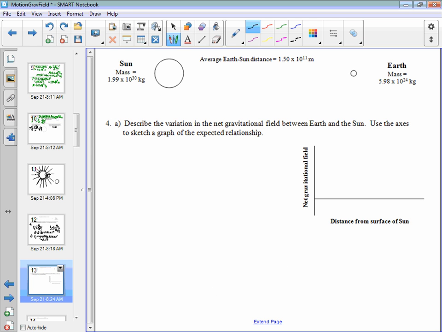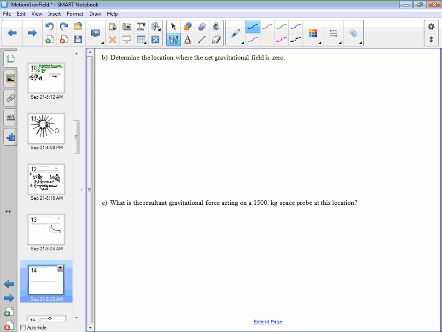Next, describe the variation in the net gravitational field between the Earth and the Sun. This is going to look exactly the same as what we had looked at before. The gravitational field due to the Sun is going to be much stronger as it gets close to the Earth. Finally, it'll dip towards the Earth, and the Earth will exert the greater influence. It says determine the location when the net gravitational field is zero. In other words, that portion right there is part B.